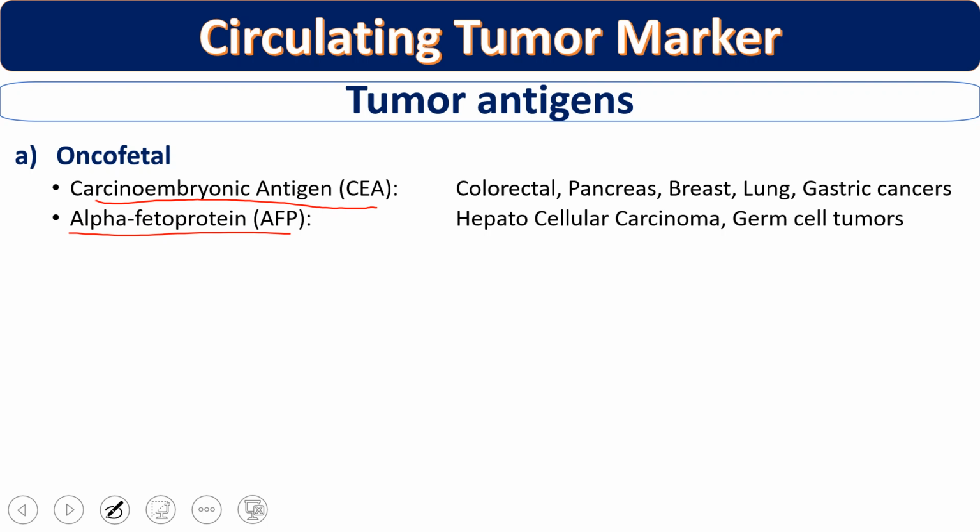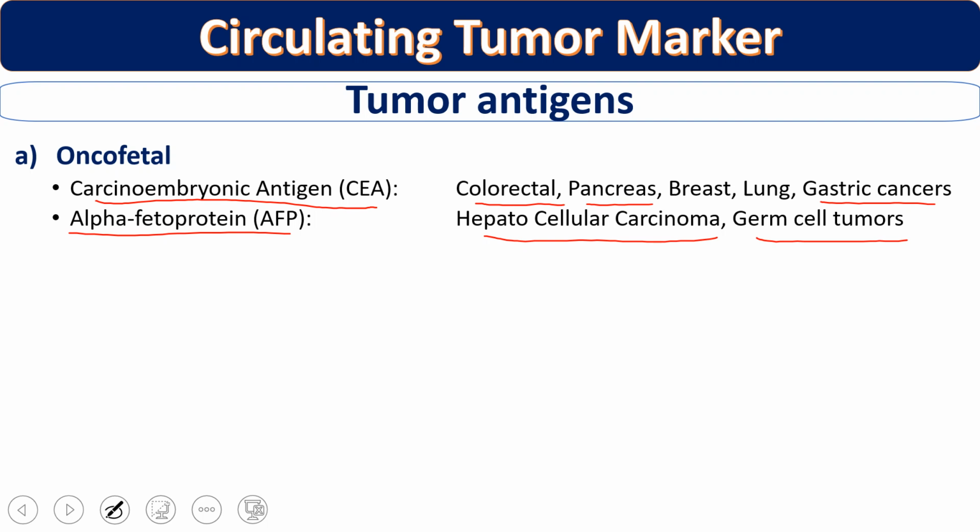As the name suggests, these are normally produced at embryonic stages. First one is CEA, carcinoembryonic antigen. It is associated with colorectal cancers, pancreatic cancer, breast, lung cancer, and gastric cancers. Whereas alpha fetoprotein, which is also normally produced during gestation in pregnancy, gives us information about hepatocellular carcinoma and germ cell tumors.